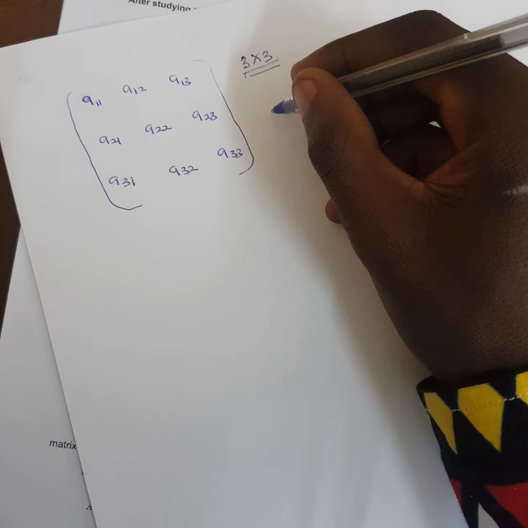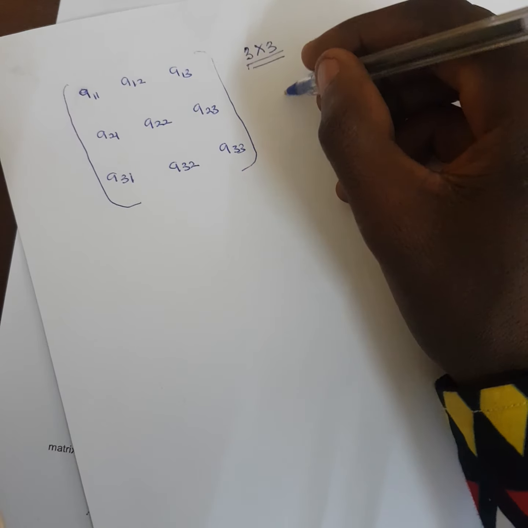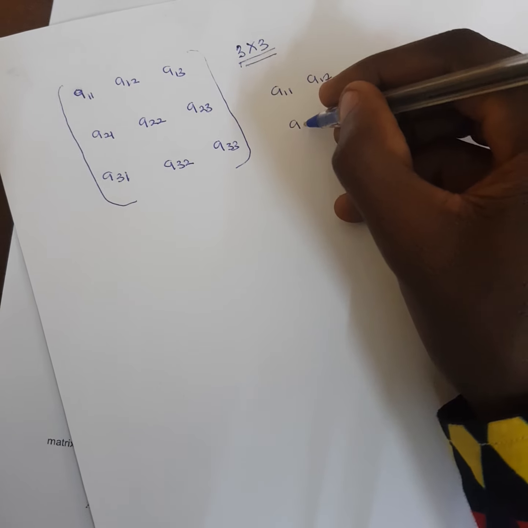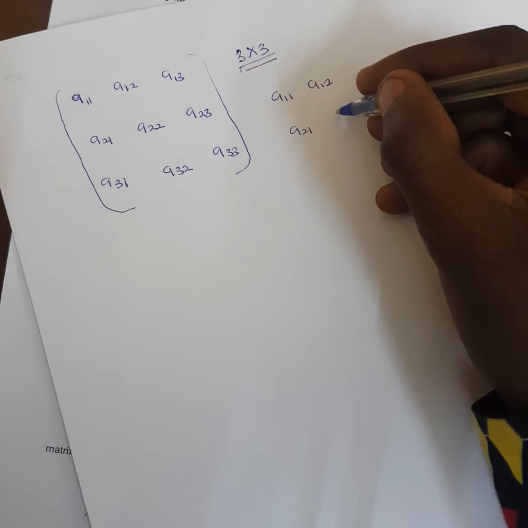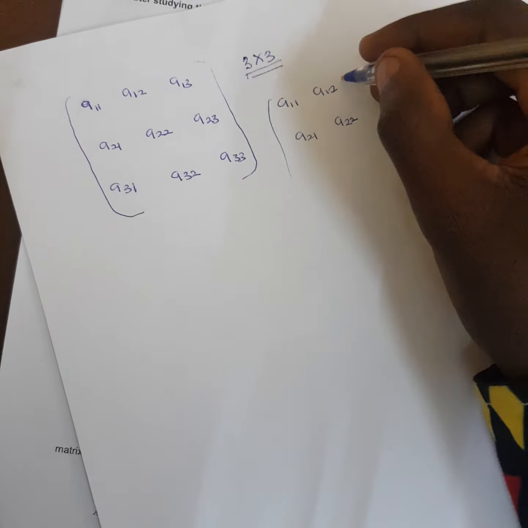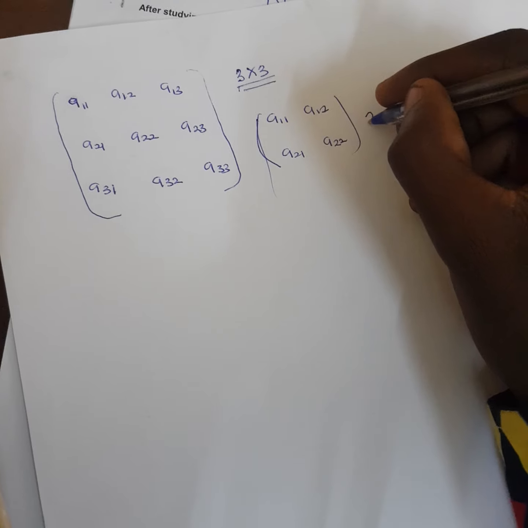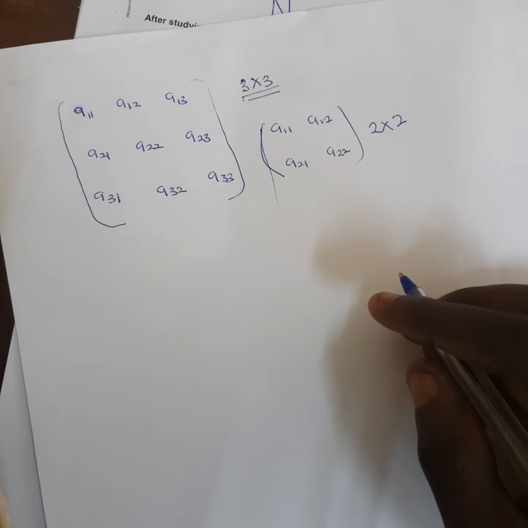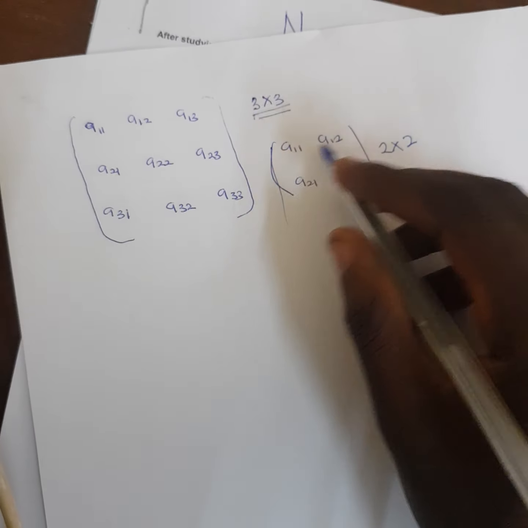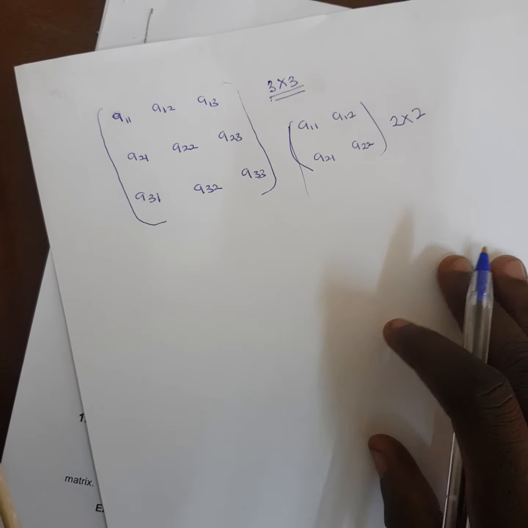Now assuming you have a matrix like this, A11, A12, A21, A22. This matrix will be called a 2 by 2 matrix, because we have two rows and two columns.